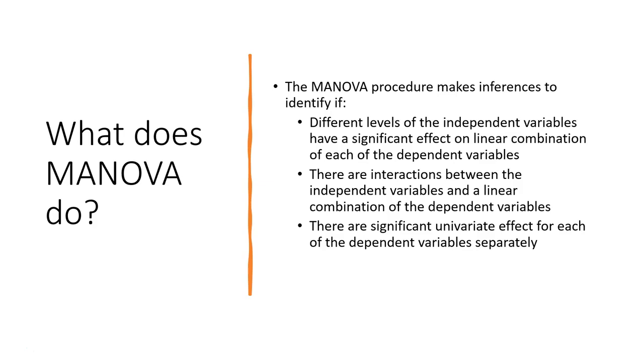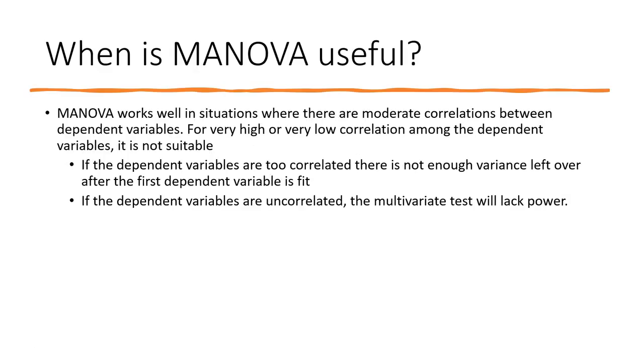So the MANOVA procedure makes inferences to identify if we have different levels of independent variables having a significant effect on the linear combination of each of the dependent variables, if we have interactions between independent variables and the linear combinations of the dependent variables, and if there are significant univariate effects for each of the dependent variables separately.